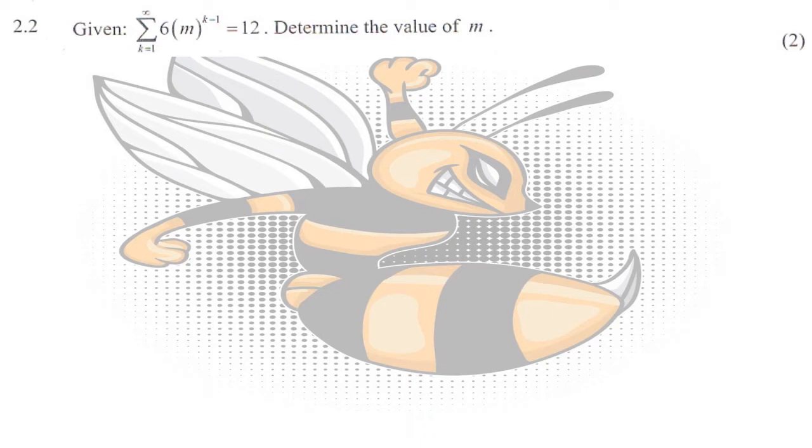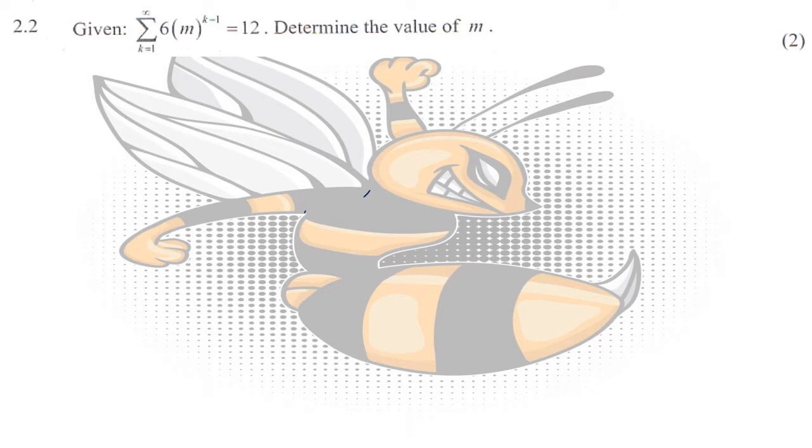So in this case, the sigma notation tells us we're going to start adding from term 1 up until term infinity of the sequence 6m to the power of k minus 1, and that gave us 12. Now they want us to determine the value of m. So first of all, remember that this part of your sigma notation is your Tn for the sequence that's being used to form the series.